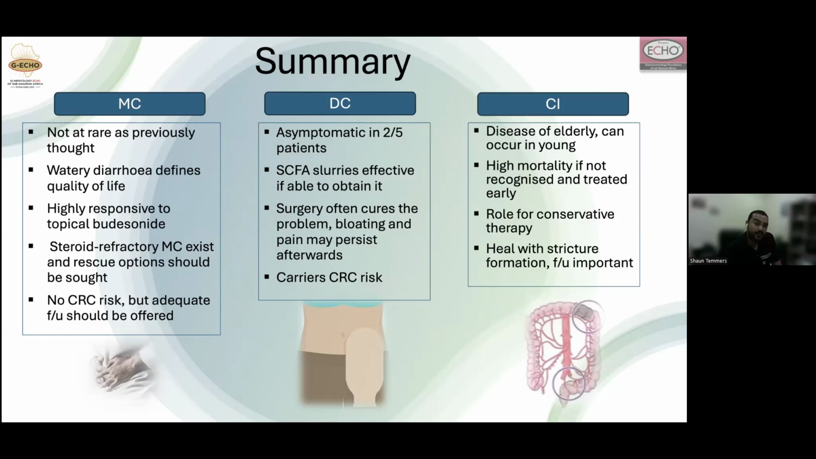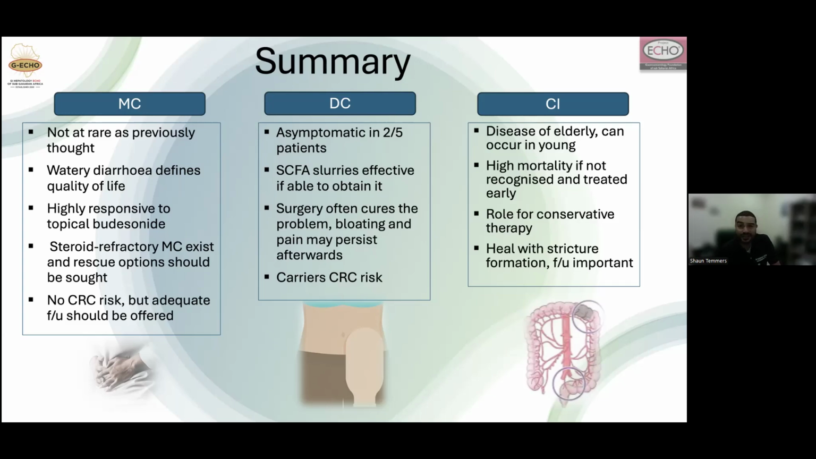For every relapse, it's always important to see what was the trigger in those patients. But steroid refractory microscopic colitis does exist, and you should be aware of it. When you identify it, rescue options should be implemented or sought for your patients. It's important to tell patients that there's no colorectal cancer risk, but adequate follow-up should still be offered. Again, on microscopic colitis, at the relapses, if the diagnosis has been made of microscopic colitis and there's no other indication suggesting a different disease, there's no need to do a repeat colonoscopy or even biopsies in those patients.